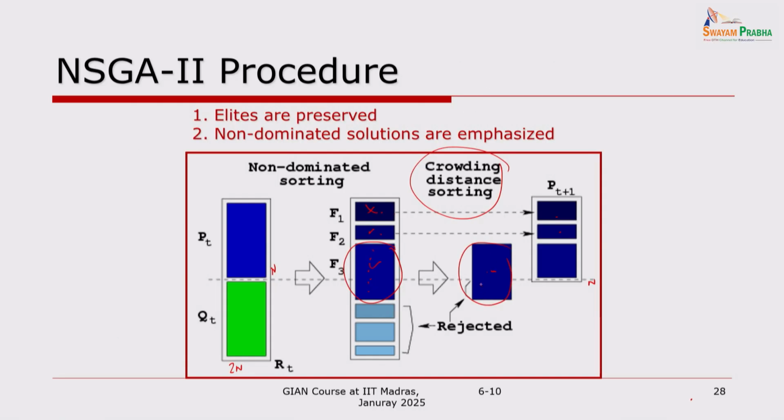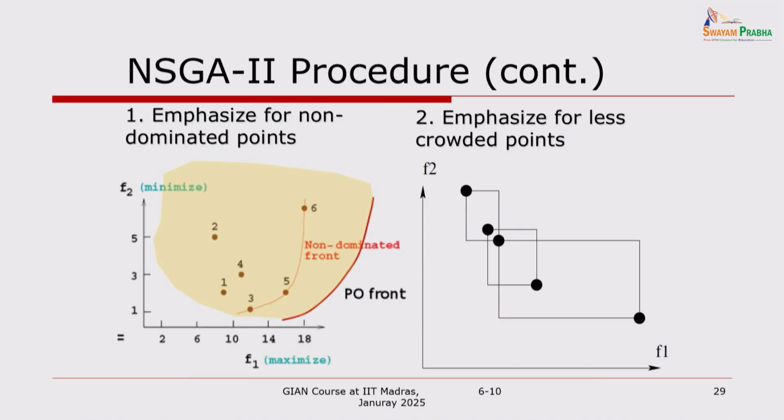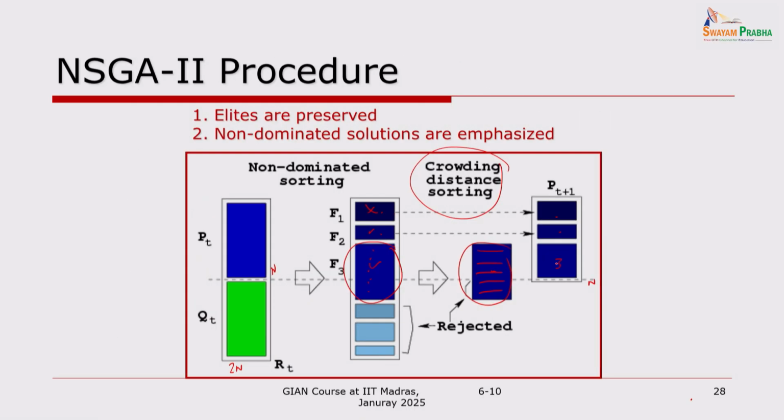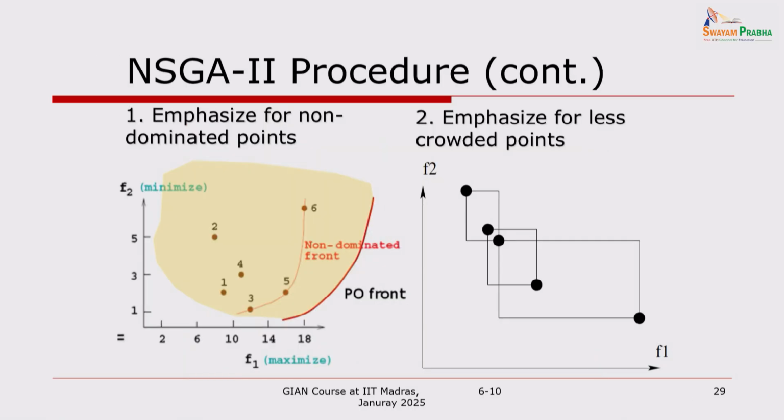I have those 5 points, 1, 2, 3, 4, 5, right? Let's say I have a slot of 3. This one can only take any 3 of these 5. So the question is which 3? That's where crowding distance comes in.